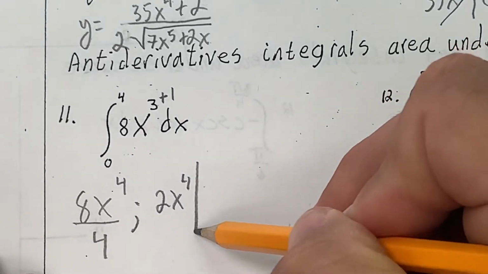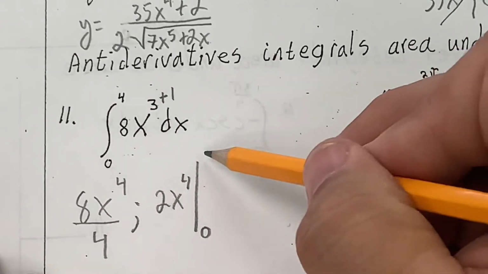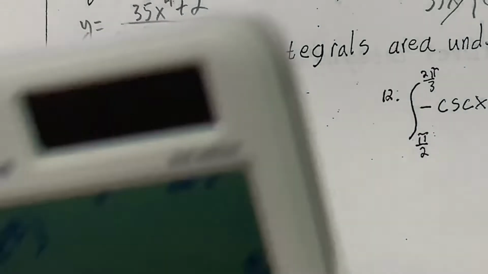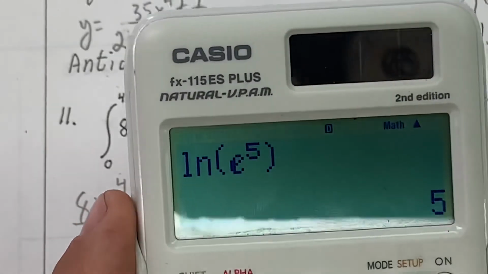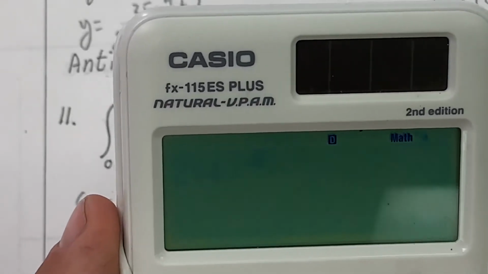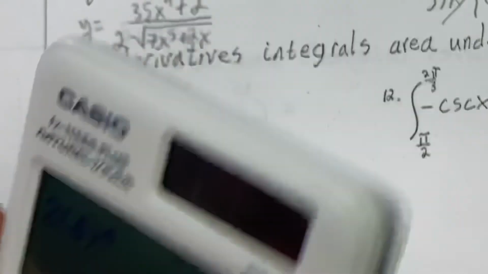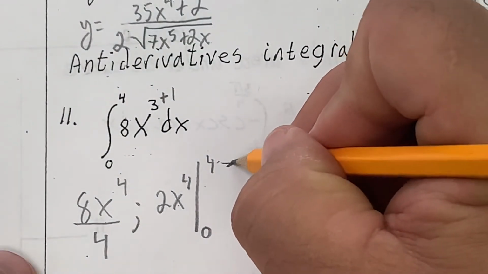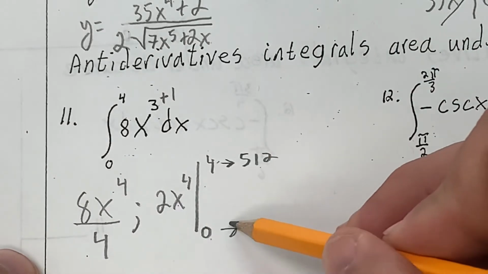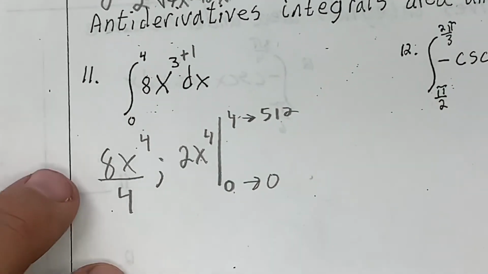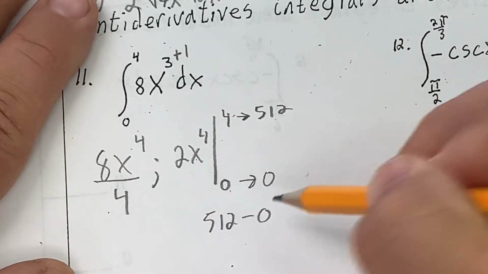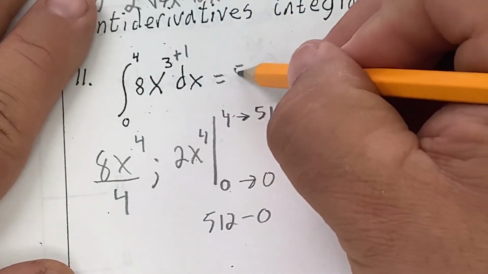Now I'm going to evaluate it at 0 and 4. So when I plug 4 in, I'm going to actually use the calculator. 2 times 4 to the 4th. Let's see what that's going to generate. 2, parentheses, 4, close parentheses, to the 4th. Big number. 512. So this is going to equal 512. Now when I plug 0 in, that's going to equal 0. The calculation is going to be 512 minus 0. So my answer is going to equal 512.